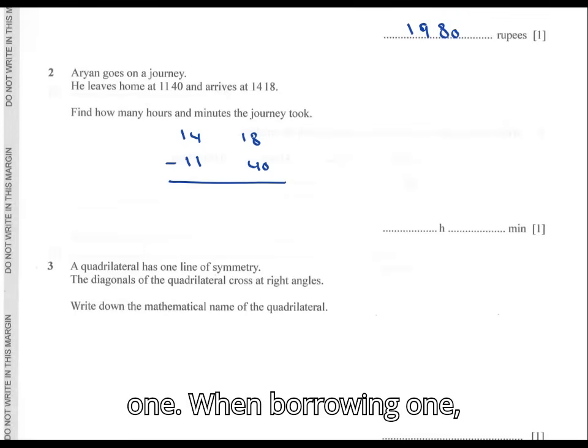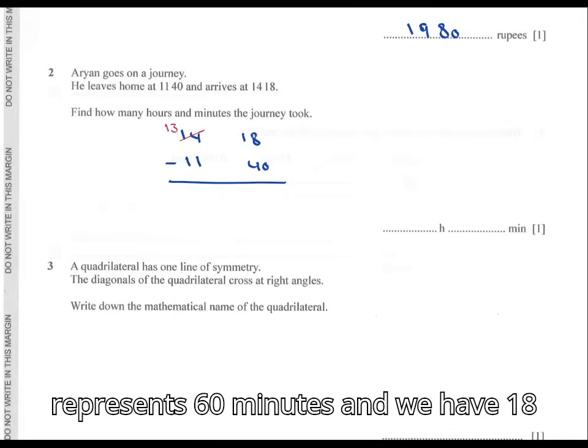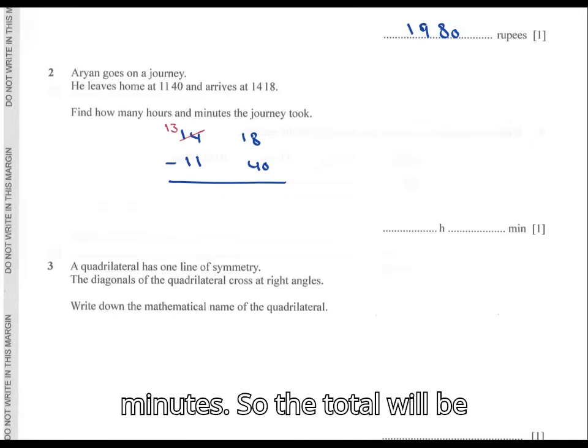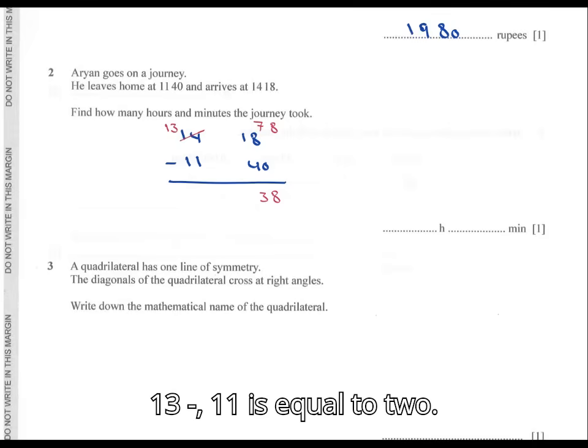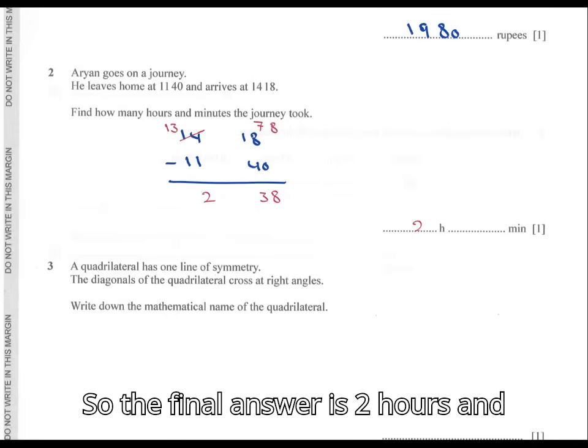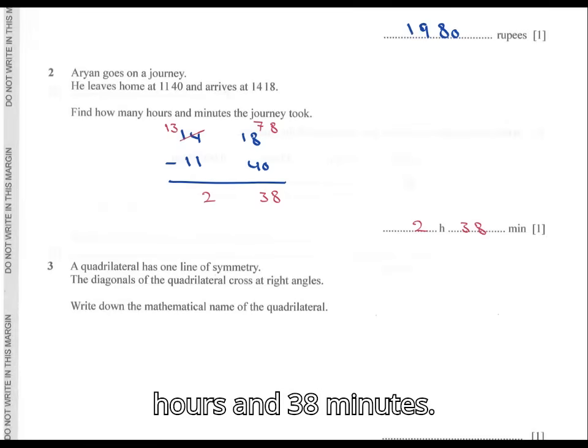When borrowing 1, the 1 hour represents 60 minutes. And we have 18 minutes. So the total will be 78 minutes. 78 minus 40 is equal to 38. 13 minus 11 is equal to 2. So the final answer is 2 hours and 38 minutes.